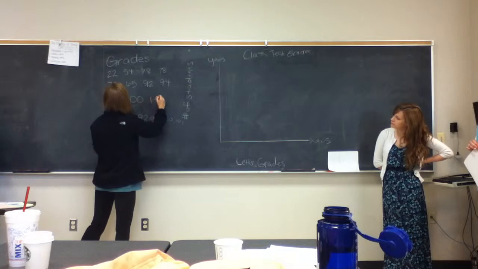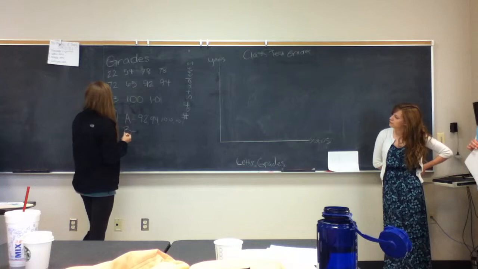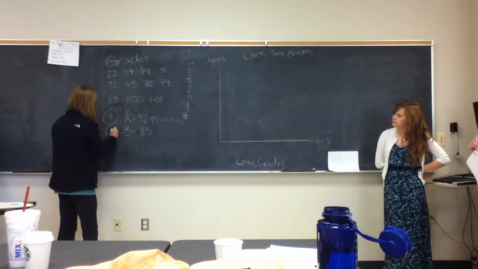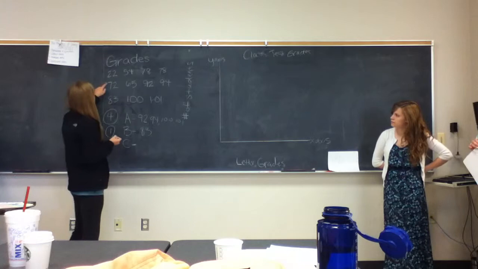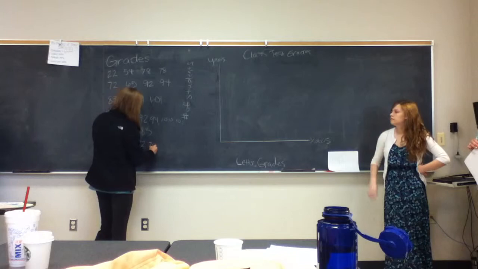B is going to be an 80 or above. So we go over here and we have an 83. So we have one student who scored a B. And C is going to be your 70s. So we look, we have a 72, 2 78s.